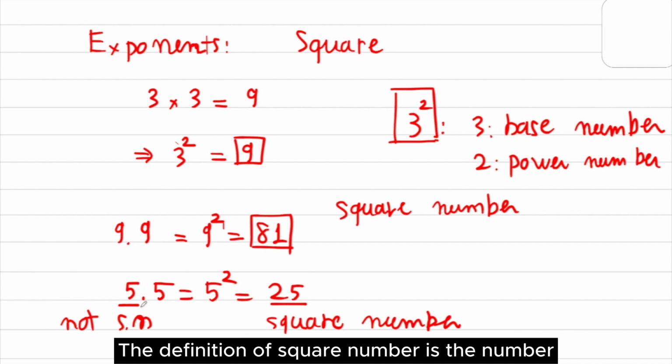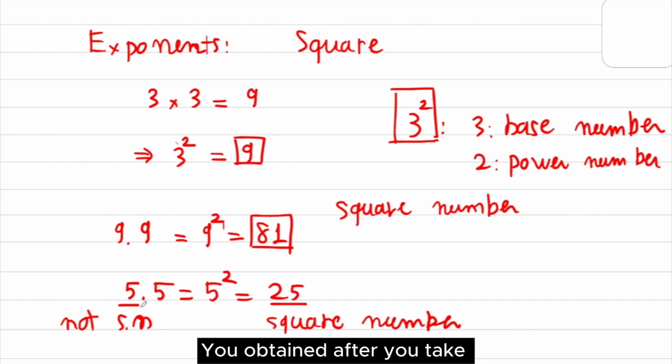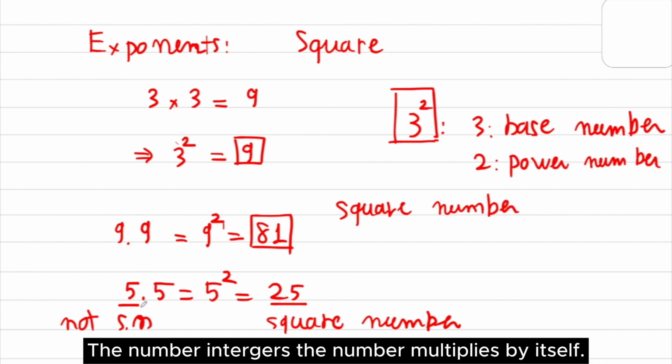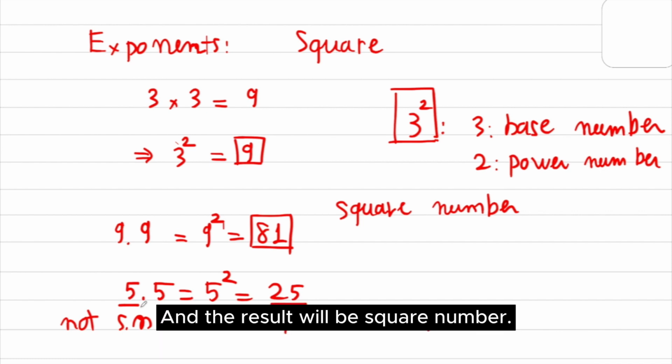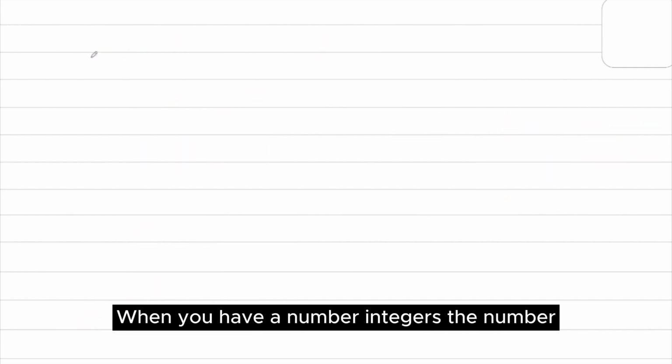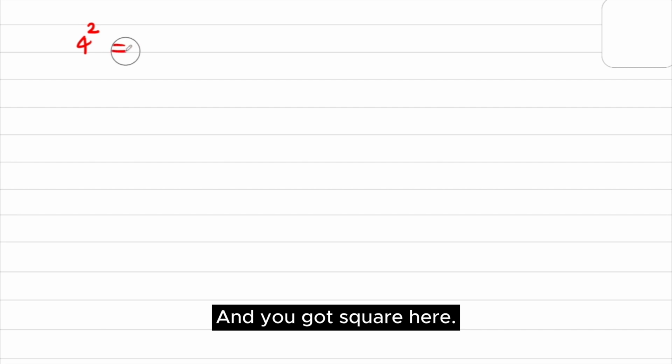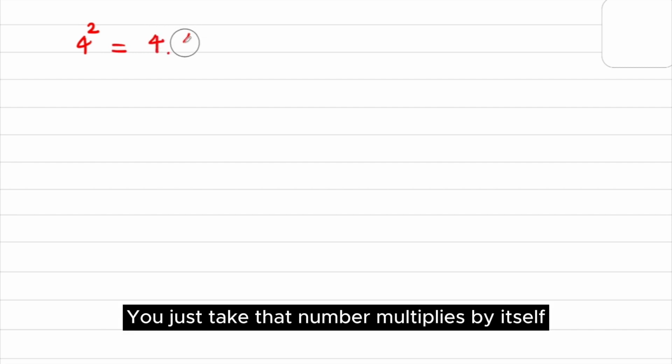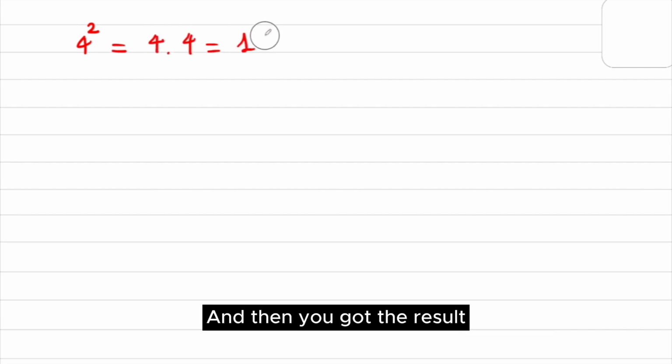The definition of a square number is the number you obtain after you take an integer multiplied by itself. An integer multiplied by itself, and the result will be a square number. This operation is very easy. When you have an integer and the square, you just take that number multiplied by itself, and then you get the result.